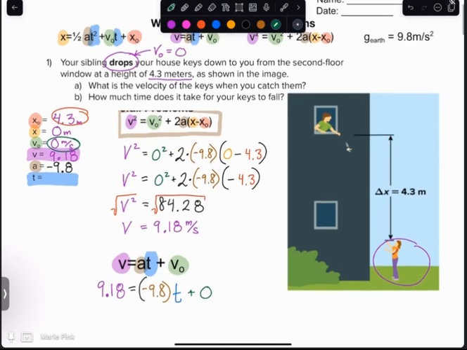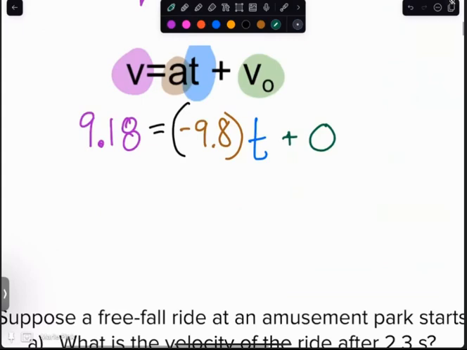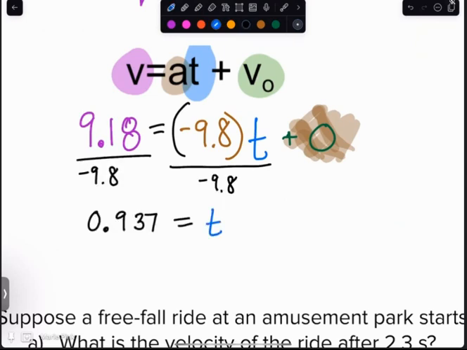All right, so then we just need to solve. So the plus 0 I can kind of ignore. I'm just going to go like this and just ignore it. Don't care that it's there. Because it's negative 9.8 times time, I have to do the opposite. So the opposite of multiplication is division. So I'm going to divide both sides by negative 9.8. And so I get an answer of 0.937 seconds.